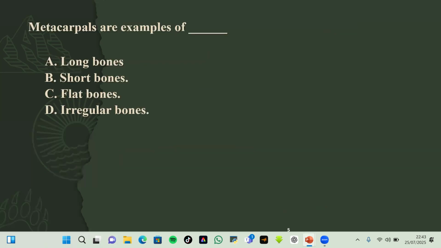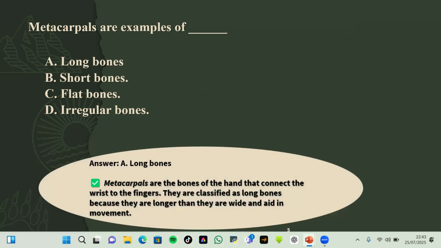Metacarpals are examples of dash. A, long bones, B, short bones, C, flat bones, D, irregular bones. Long bones. Metacarpals are the bones of the hand that connect the wrist to the fingers. They are classified as long bones because they are longer than they are wide and aid in movement.